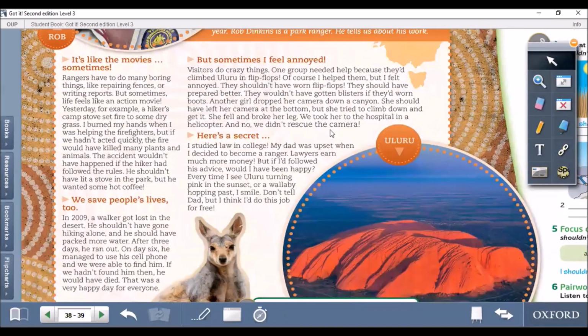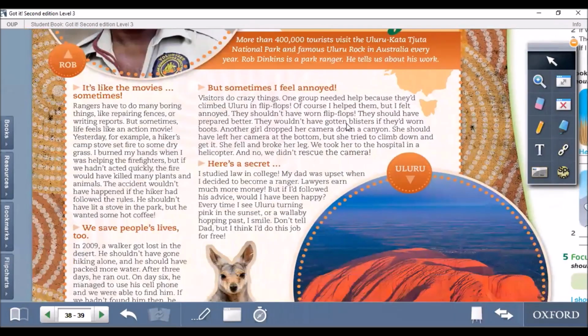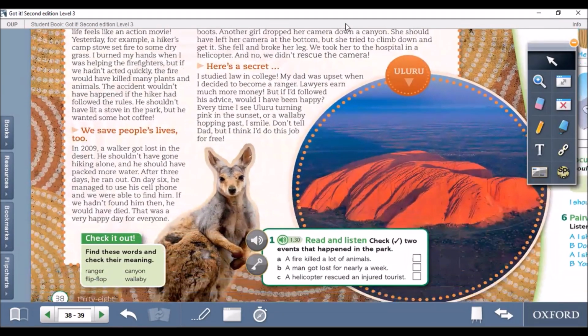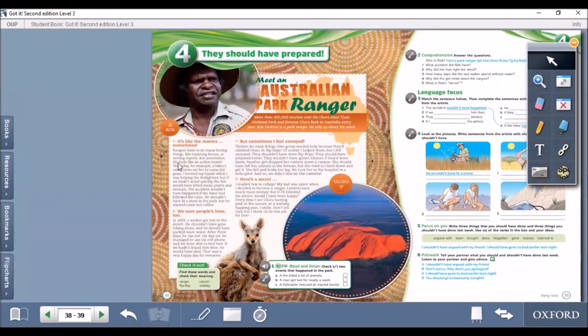You have to read the text, okay? Read the whole text, and then you have to do this activity number 1. You have to check 2 events that happened in the park. Read the text. You can pause the video now to read the text, or you can use your own book. Remember that in Classroom, you have the book in PDF, okay?